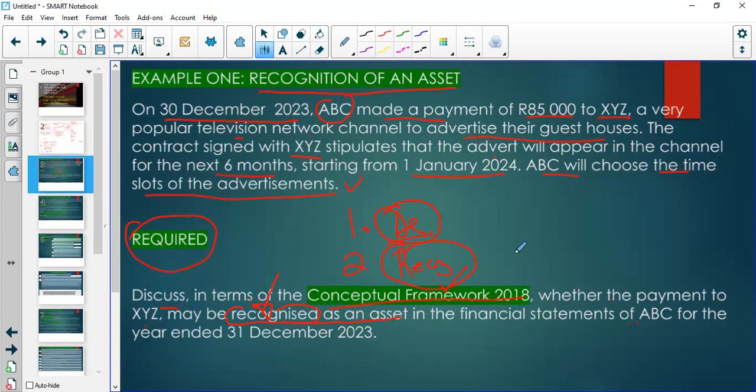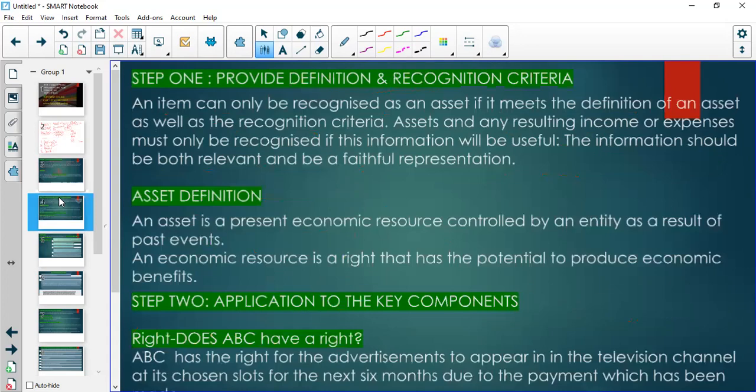Then we will help you now, from these discussions, to apply that to particular transactions. So we're talking of an asset. Our first step, number one, in approaching that particular question is to provide the definition of an asset and the recognition criteria. Okay, so in answering that question, you have to explain what the recognition criteria is in the definition.